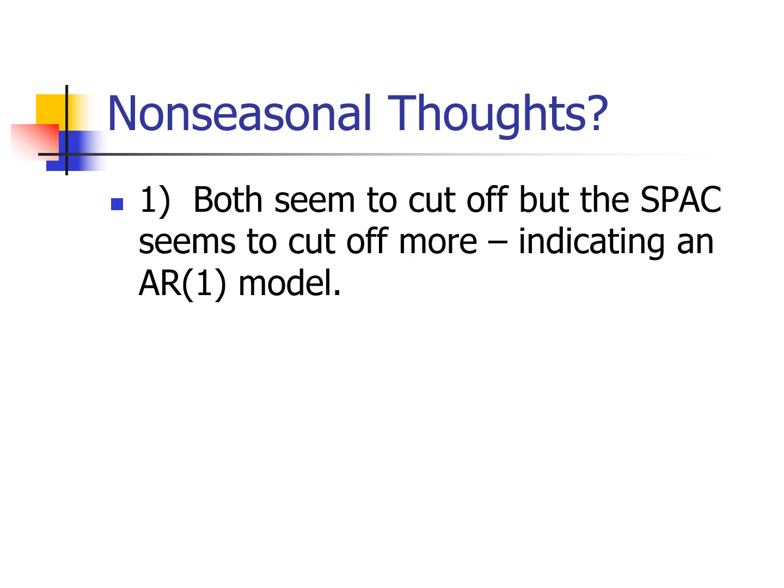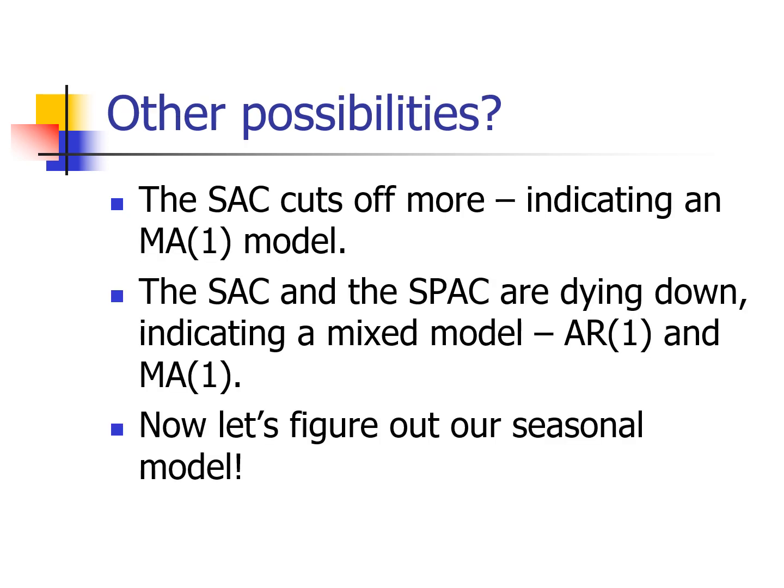So non-seasonal thoughts: both seem to cut off, but the SPAC seems to cut off more. If I look back at my notes, that indicates an autoregressive order 1 model, right? Little p equals 1. Other possibilities: maybe we could think the SAC cuts off more. If that was the case, we would say moving average model, little q equals 1. Or maybe they're both dying down. I feel that both dying down is maybe a reasonable conclusion, and in that case, we'd have autoregressive 1 and moving average 1. All right, so we have a few possibilities. We'll try fitting all of them.